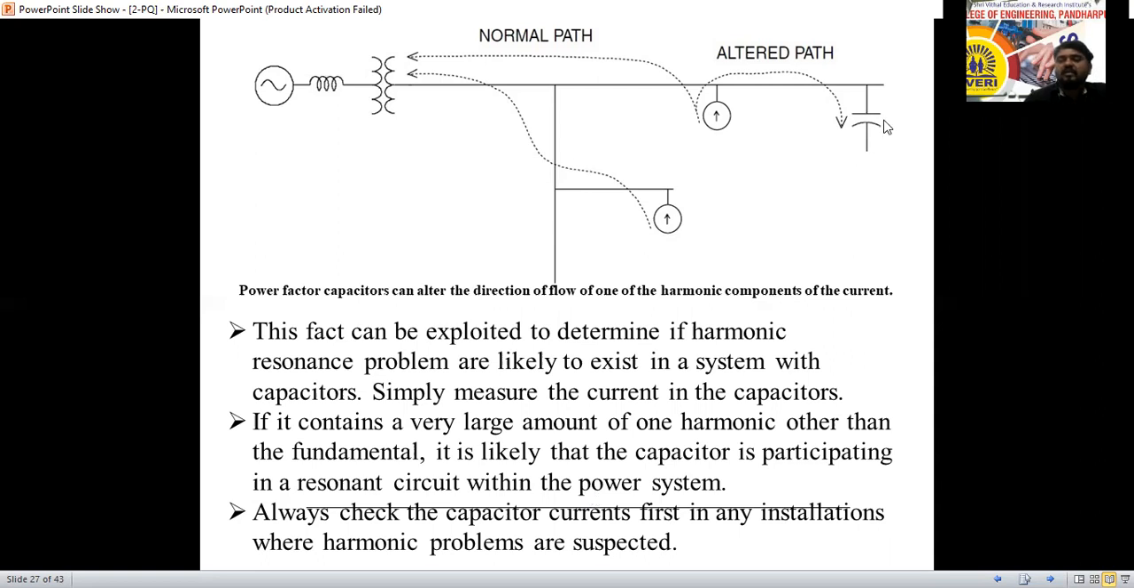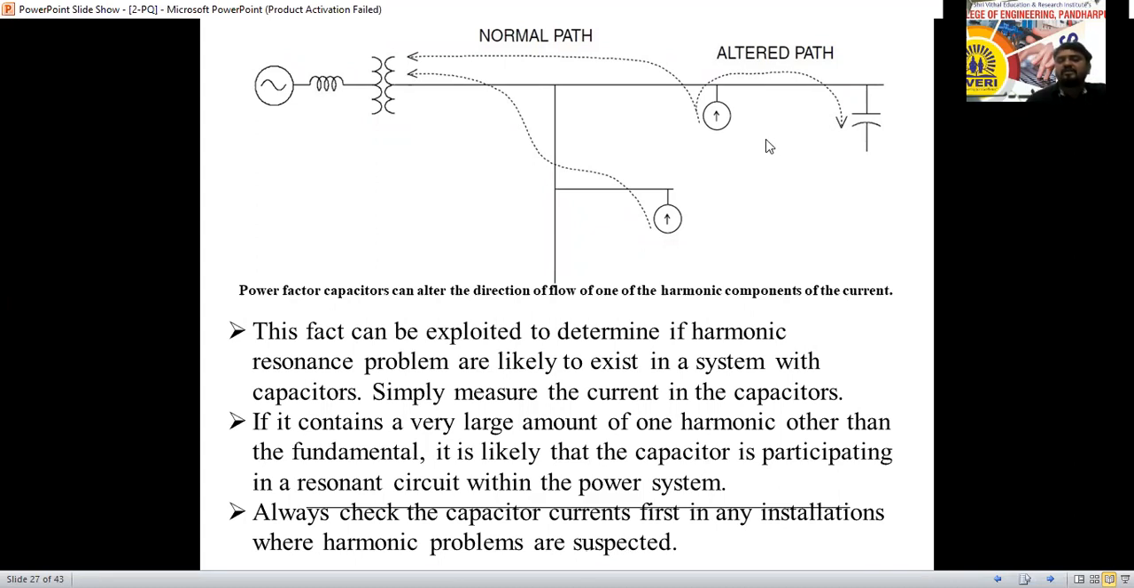Whatever the rating of the capacitor bank, based on that there is a fundamental current flowing. If the current is greater than that, if a very large current is there, we can understand that it has drawn some harmonic currents and that resonance has occurred. So we always have to check the capacitor current first in any installation where harmonic problems are suspected.